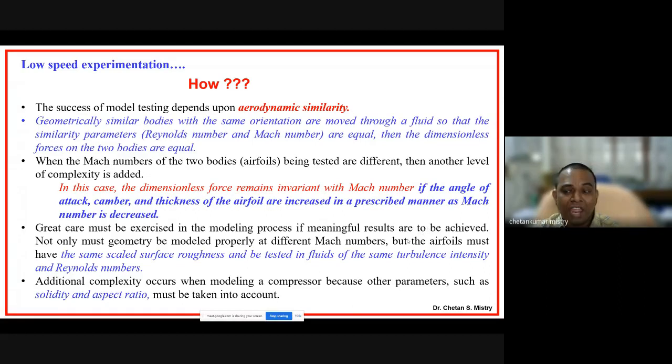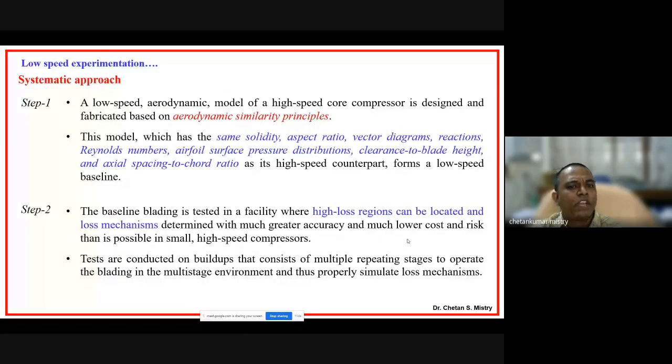Additionally, you need to be very careful with the solidity and the parameter called aspect ratio. Aspect ratio is nothing but the height to chord ratio, the height of the blade divided by the chord. All these parameters we need to take care of. You will say, sir, these are the constraints, so what to do? But yes, we have a solution. You need to follow a systematic approach. A low speed aerodynamic model for high speed core engines is designed and fabricated.